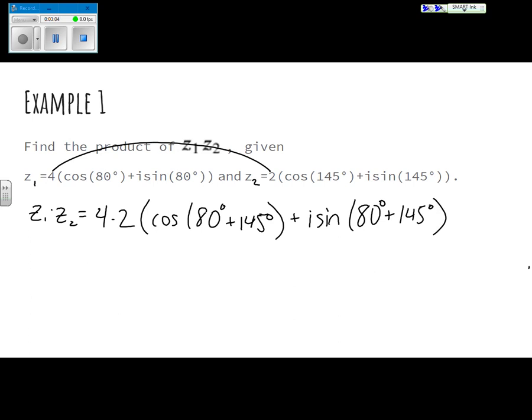Unfortunately, I'm not going to leave my answer like that. I'm going to want you to do 4 times 2, and I'm going to want you to do 80 plus 145. So thank you, Abraham De Moivre. That made it much easier. Okay, I'll let you practice that here in a minute on your own, where we can match answers.